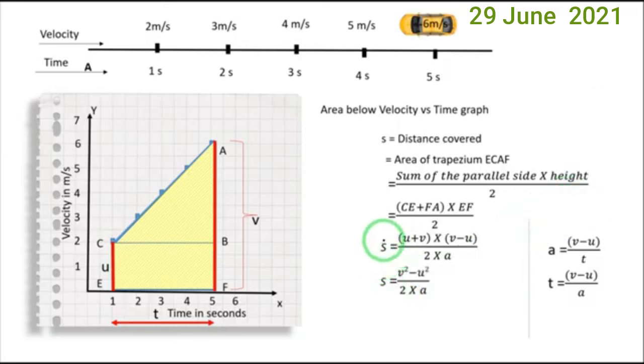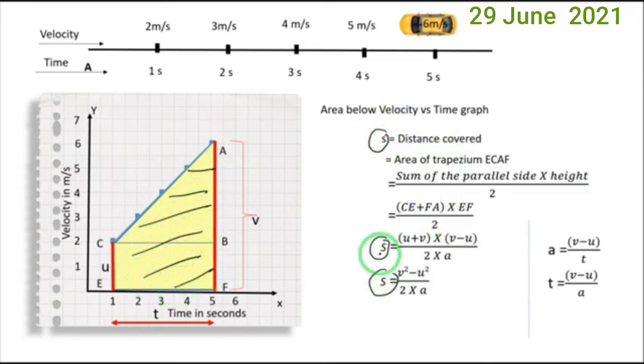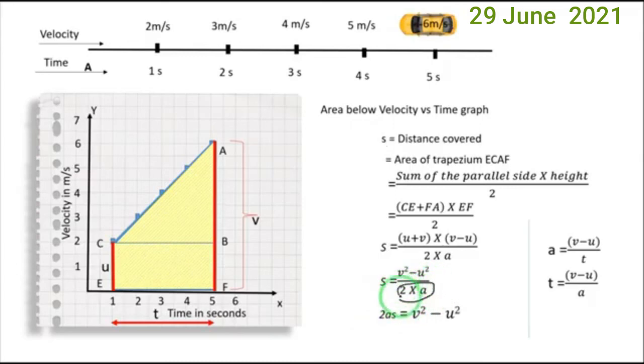Therefore S equals, please remember, we started with distance covered. And what is that distance covered? The area of the entire trapezium. So distance is given the symbol small s. We have already studied this. So S is equal to (V square minus U square) by 2A. Now you cross multiply, you get 2AS, that is 2A into S, equal to V square minus U square. And this is the third equation of uniformly accelerated motion.